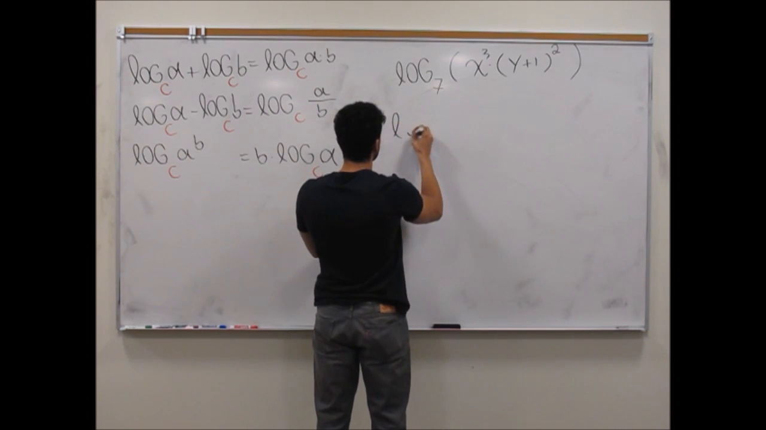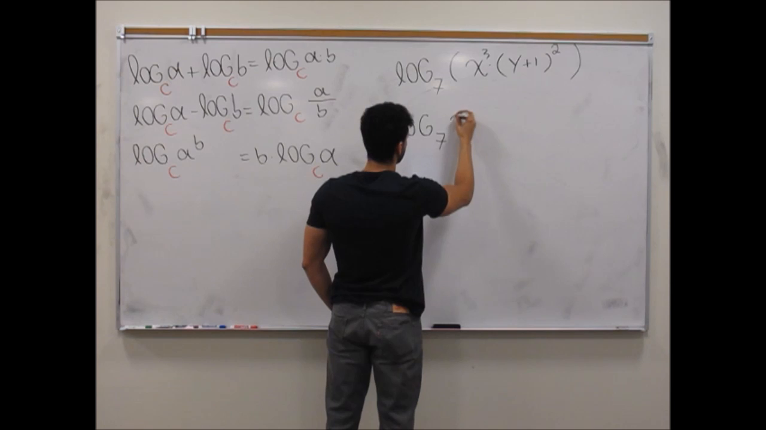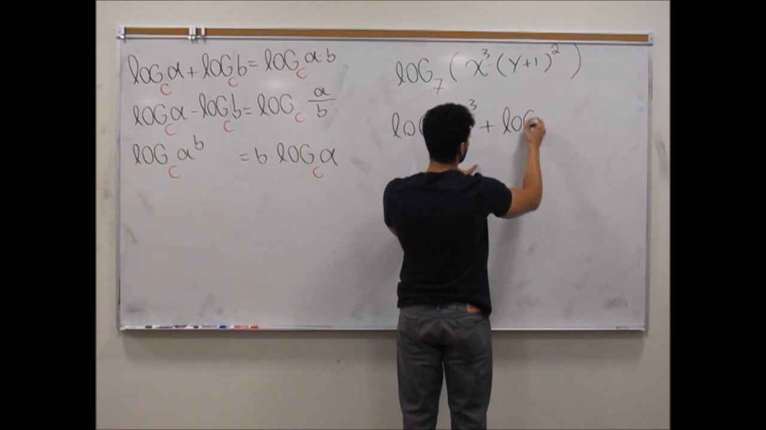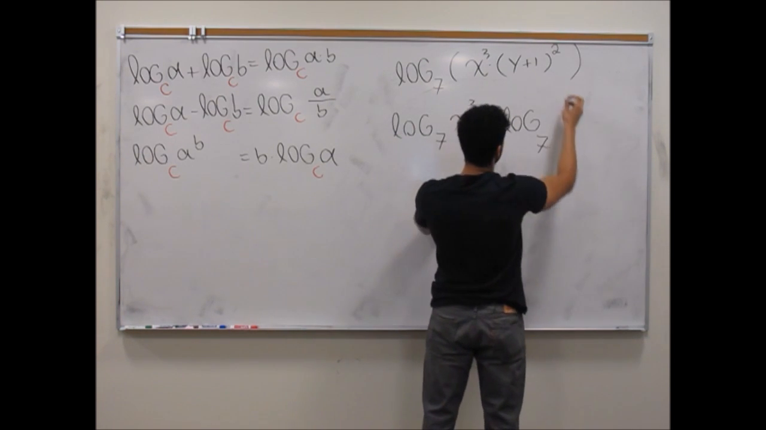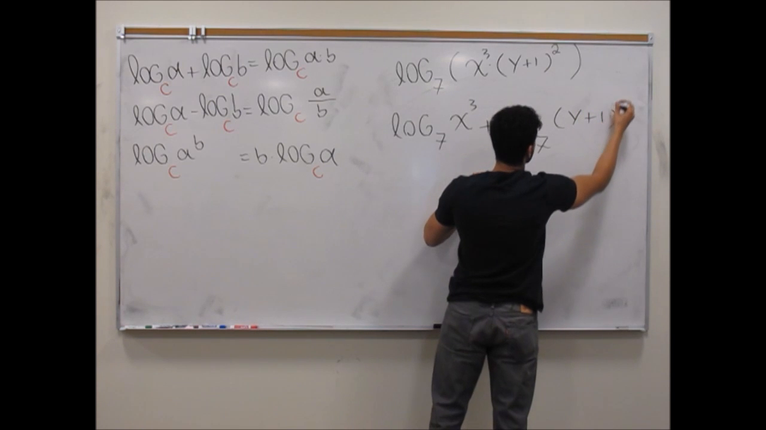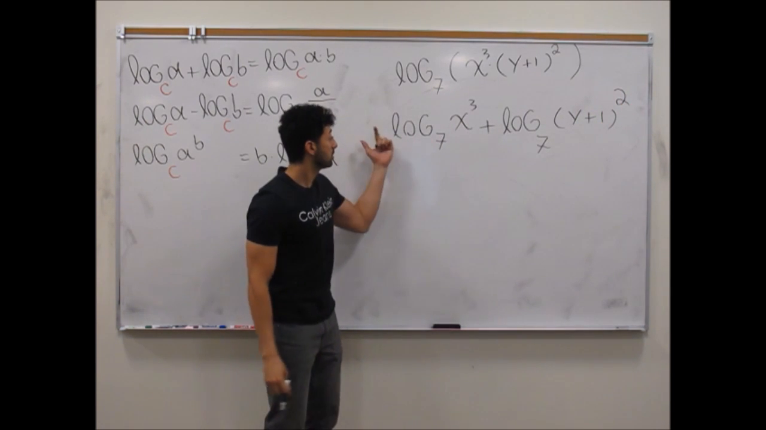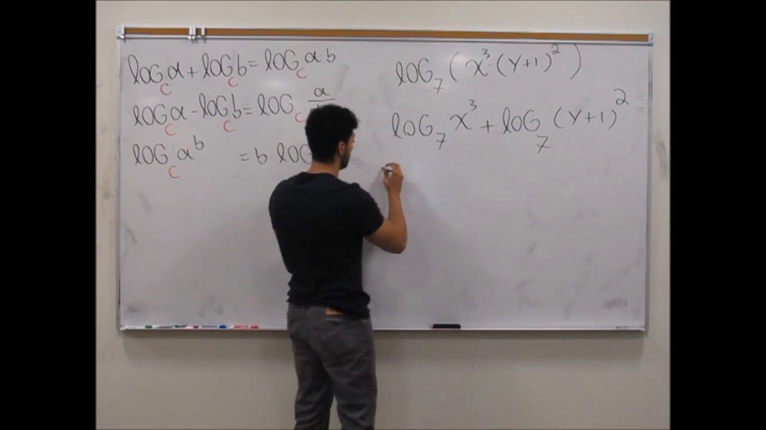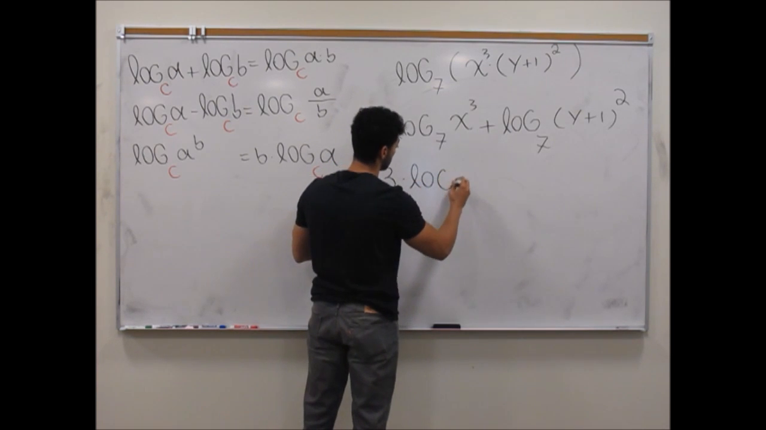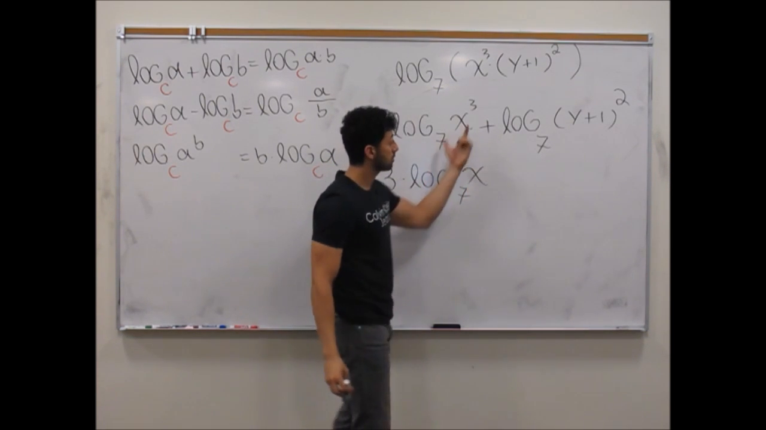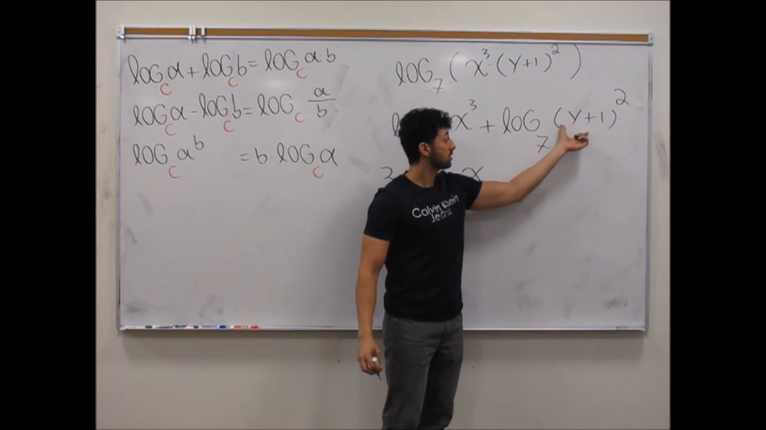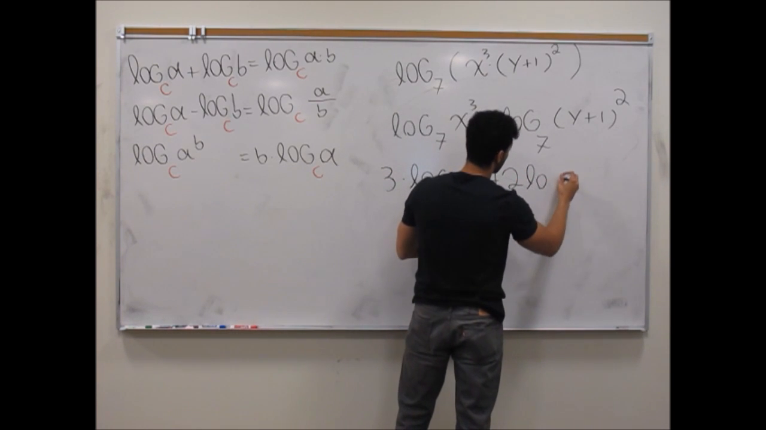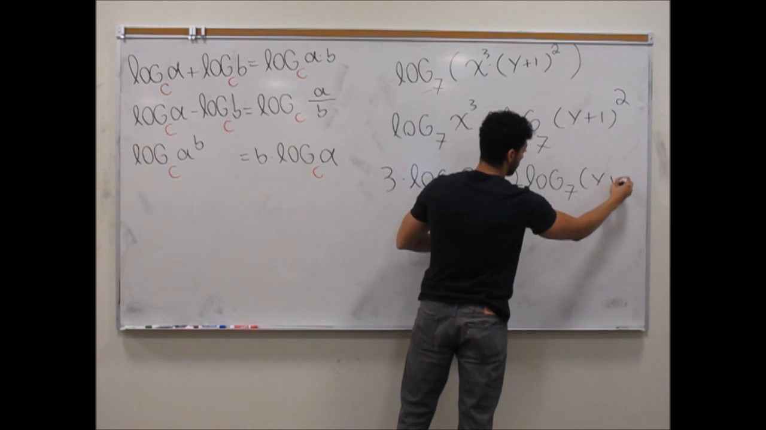So this will be log 7 of x cubed. This multiplication indicates addition. Plus log 7 of y plus 1, squared. Okay, we look here, here's the base, here's what's inside the log, an exponent, so it has to come back. Alright, so here is a base, here's the inside, that's an exponent, right? So we got to bring it back. Plus 2 log 7 of y plus 1.